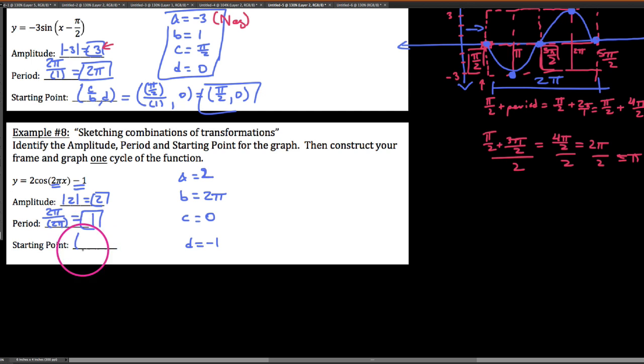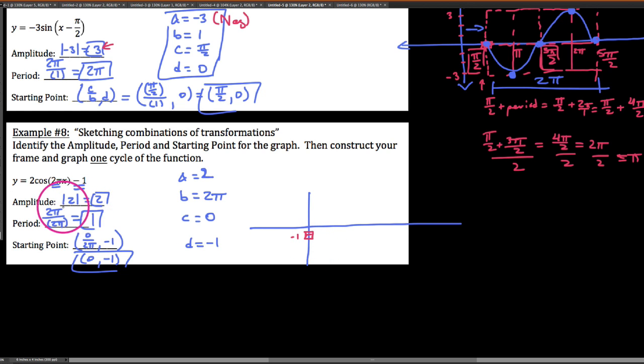So starting point wise, let's go c over b comma d. We have c over b, so 0 over 2 pi, comma d, and we have -1. So it looks like we get 0, comma -1. It looks like we have everything we need to go ahead and set up this frame. And so we're going to start this graph at the point 0, comma -1. I can kind of see that, of course that would be this point right here if we're calling this -1. So I'm going to put a little box around this. This is the starting point of my frame.